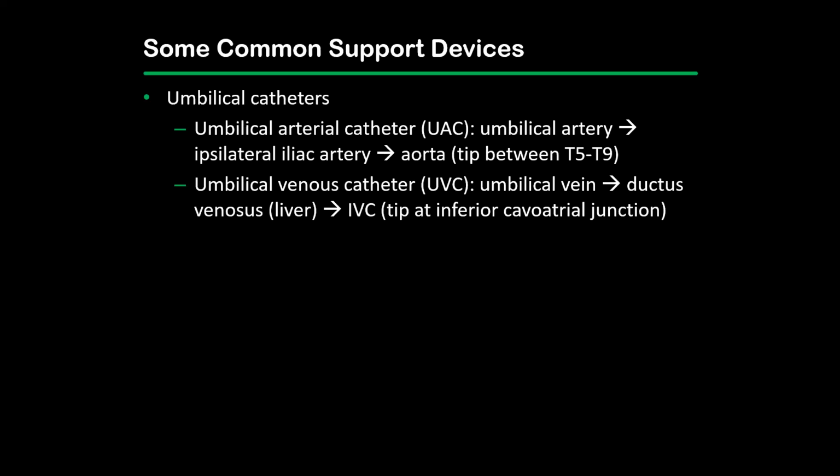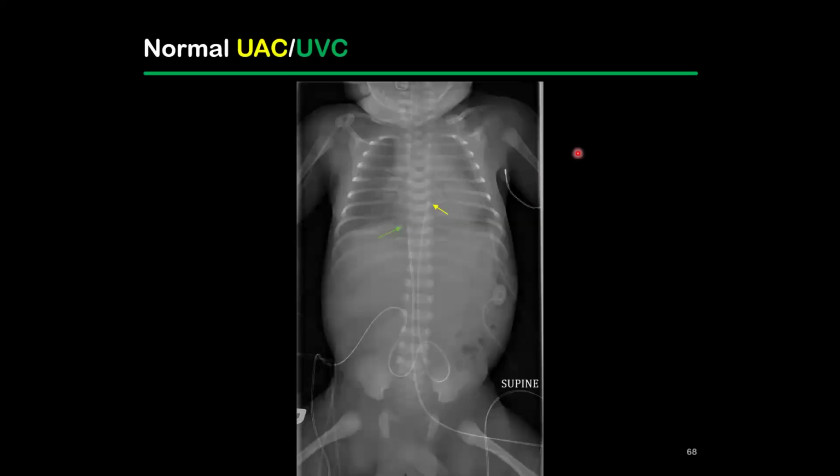The umbilical venous catheter goes from the umbilical vein to the ductus venosus in the liver, and then its tip should be at the inferior cavoatrial junction, in the suprahepatic IVC. So this is a baby with appropriately positioned UAC in yellow and UVC in green. When we look at our UVC, it usually makes this nice smooth line. This is about where the umbilicus is. It's entering the umbilical vein, going through the liver and the ductus venosus, and then ending up at that superior or inferior cavoatrial junction.